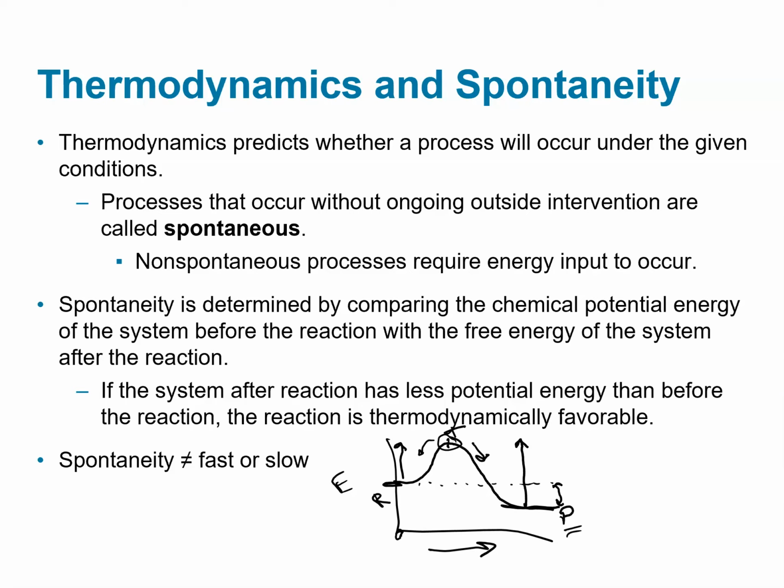Now, if we were to look at an example, which we'll see in a second, where we have something like this, where the reactant is actually lower in energy than the product, in this particular case, this would not be favorable inherently, because the product will be higher in energy than the reactant system.